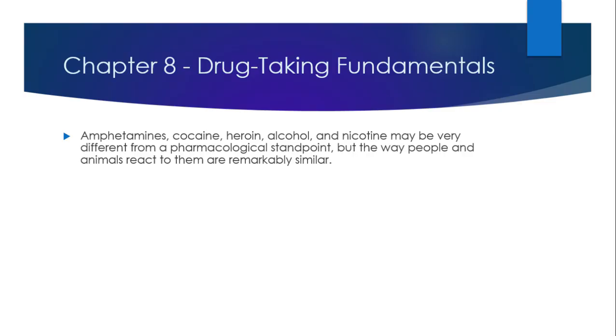Amphetamines, cocaine, heroin, alcohol, and nicotine may be very different from a pharmacological standpoint. At a chemical level, the structure is quite different from one drug to the next, but the way that people and animals react to them is remarkably similar. So you can see this points to a system in the brain which tends to respond to different drugs in a similar fashion.